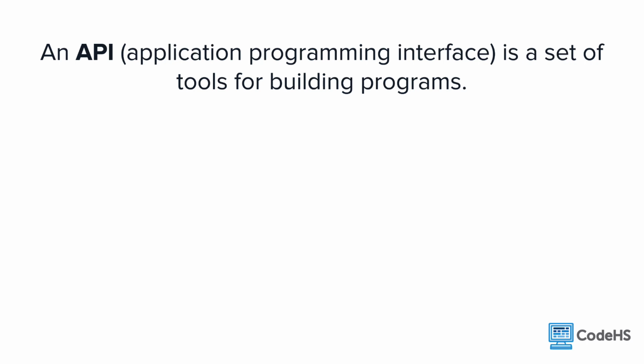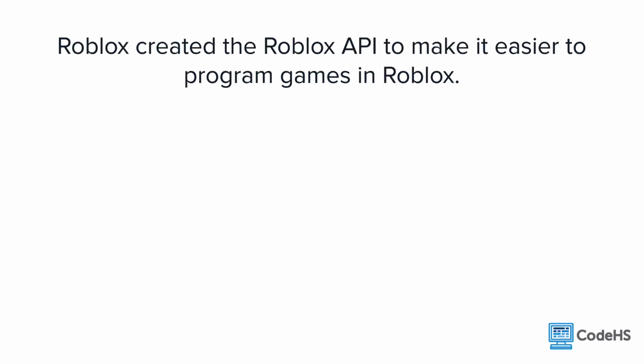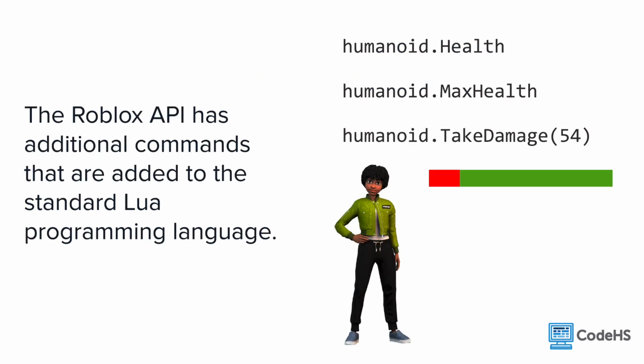It's a set of tools for building programs. Roblox created the Roblox API to make it easier to program games in Roblox. They did this by creating additional commands that are added to the standard Lua programming language. These additional commands are specific to Roblox programs. For example, you can easily access a player's current health, see their max health, and deal them damage with these 3 functions.